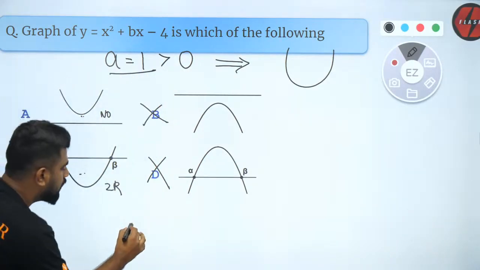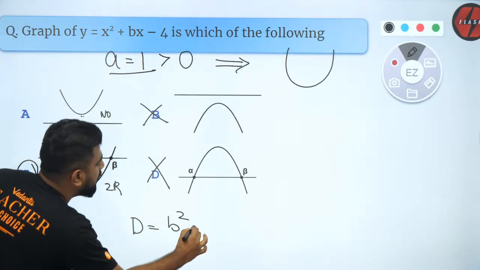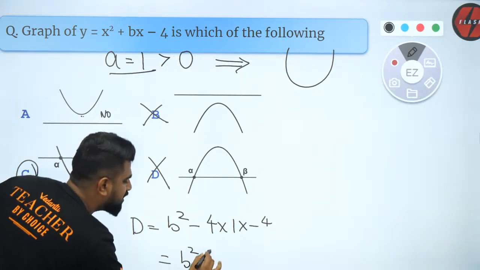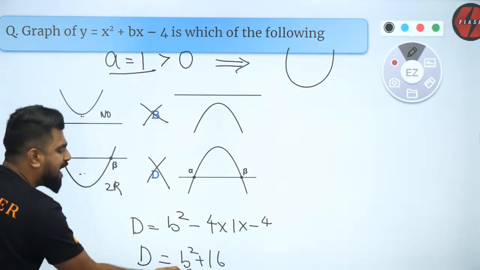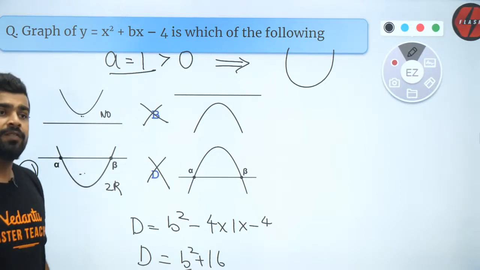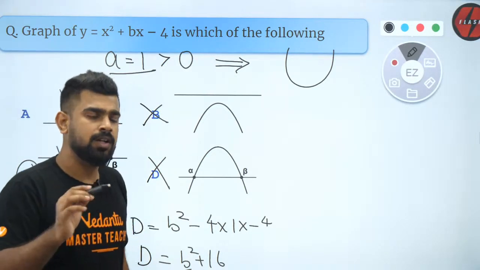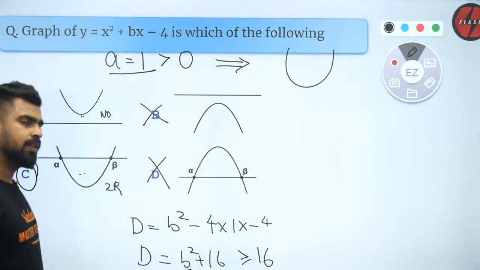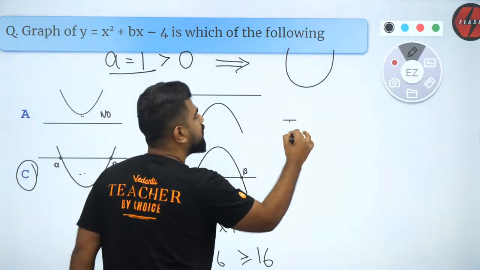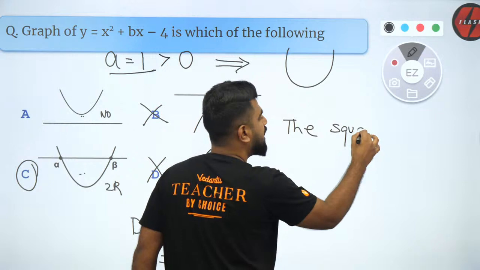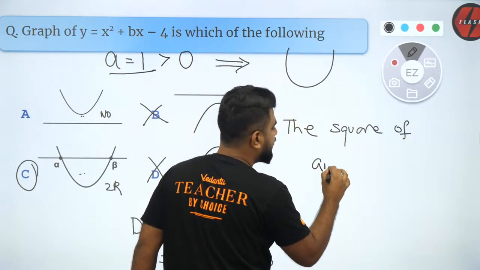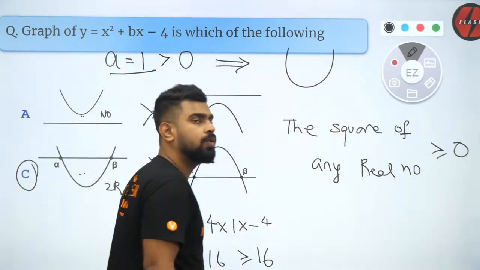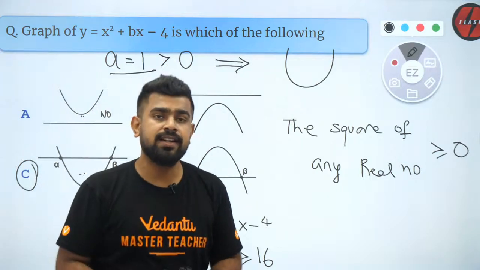So this will be what? D will be B square minus 4 into A into C, which will be B square plus 16. And guys, B square is a square of a real number, which is always greater than or equal to 0. So can I say this quantity is always greater than or equal to 16? Because the square of any real number is always greater than or equal to 0. Are you guys able to understand that?